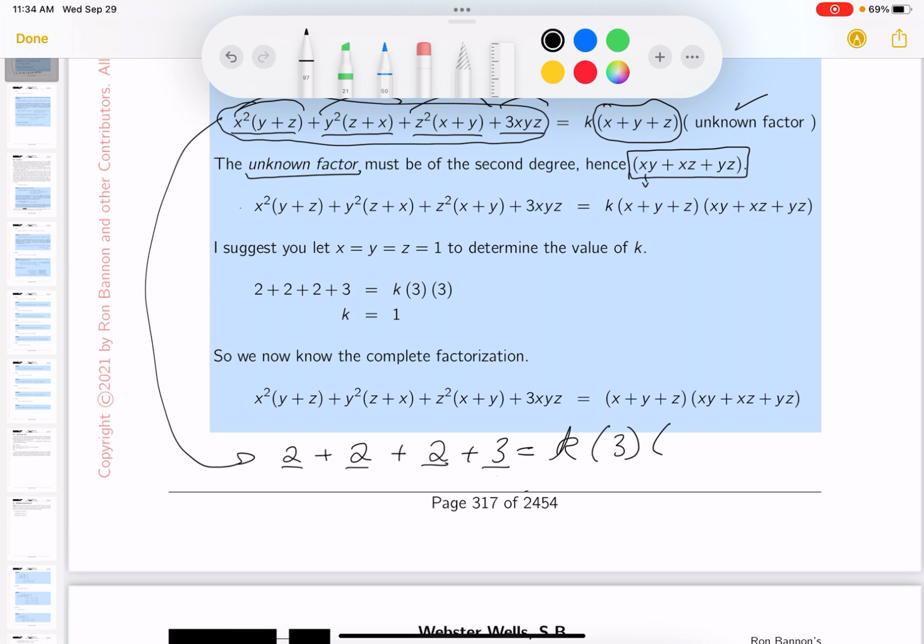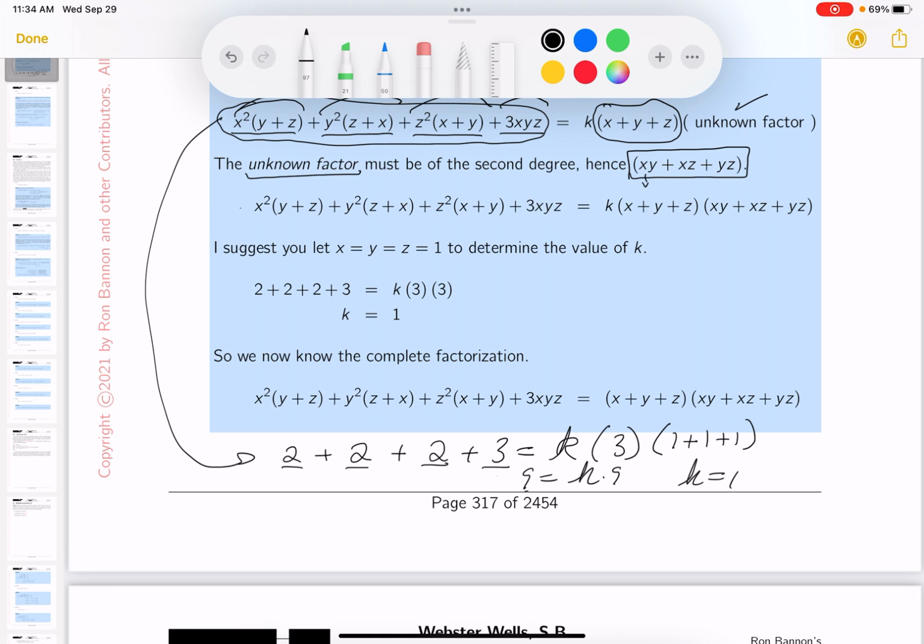What would I get over there? 1 plus 1 plus 1. What do you get over there? Well, again, what are you getting? 2 plus 2 plus 2, which is 6, 9. This is going to be k. 3 times 3 is 9. So what's k? K is 1.